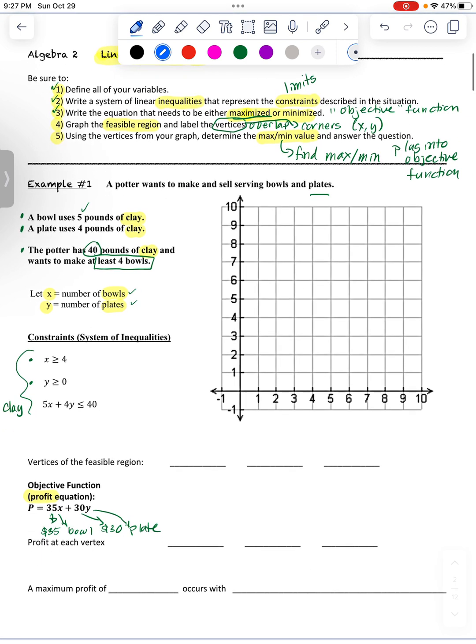We've already done this. This has only x, so this is going to be vertical. And it's going to be greater than or equal to 4. So greater than or equal to is a solid line. So there's that, and then it will be shaded to the right.